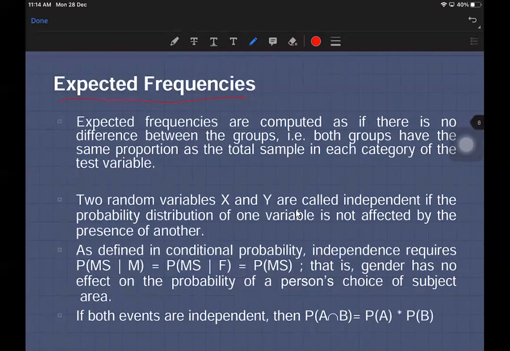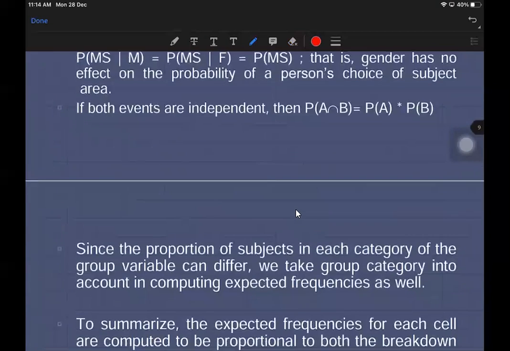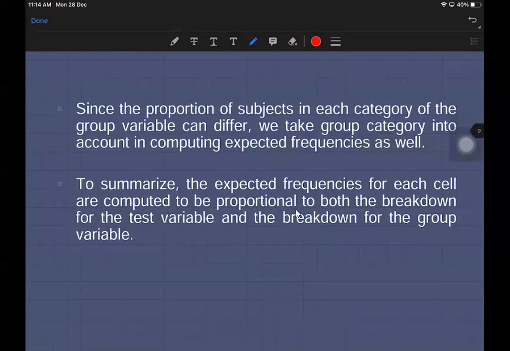So if both events are independent, then probability of A and B is equal to probability of A times probability of B. Since the proportion of subjects in each category of the group variable can differ, we take group category into account in computing expected frequency as well. So to summarize, the expected frequency for each cell is computed to be proportional to both the breakdown for the test variable and the breakdown of the group variable.